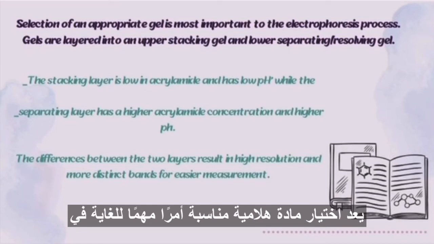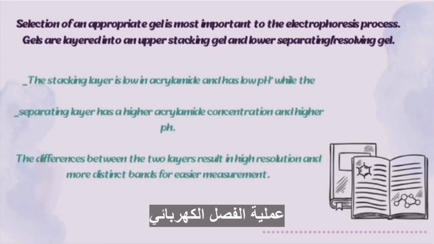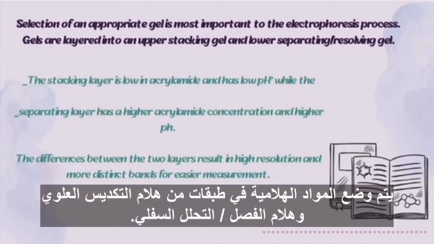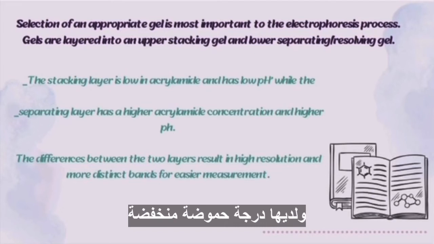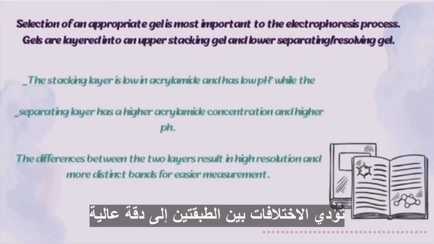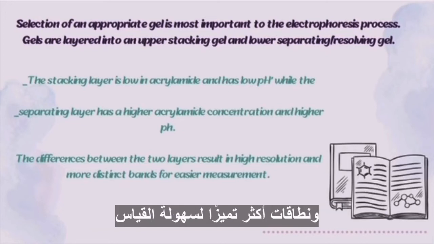Selection of an appropriate gel is the most important step in the electrophoresis process. Gels are layered into an upper stacking gel and a lower separating or resolving gel. The stacking layer is low in acrylamide and has low pH, while the separating layer has a higher acrylamide concentration and higher pH. The difference between the two layers results in high resolution and more distant bands for easier measurements.